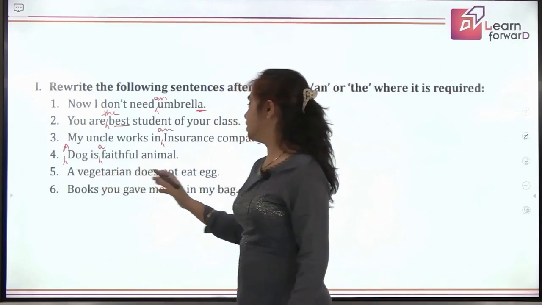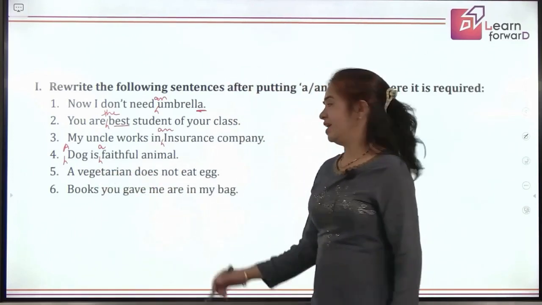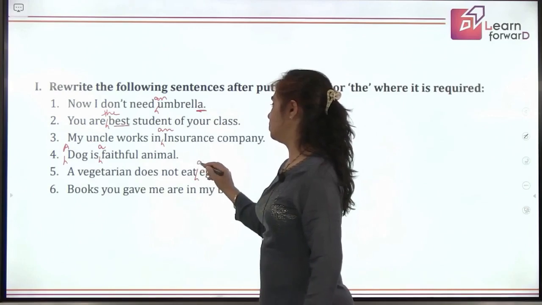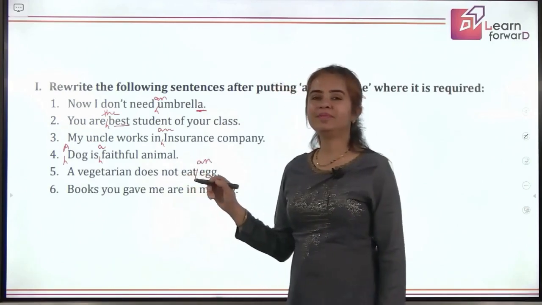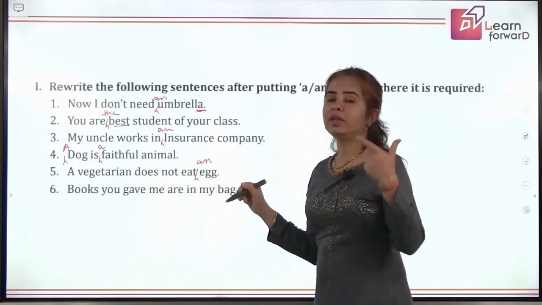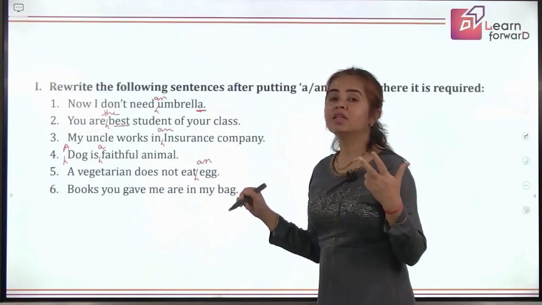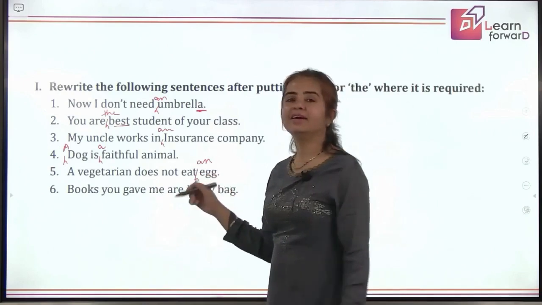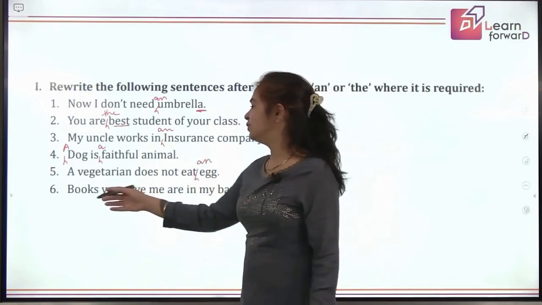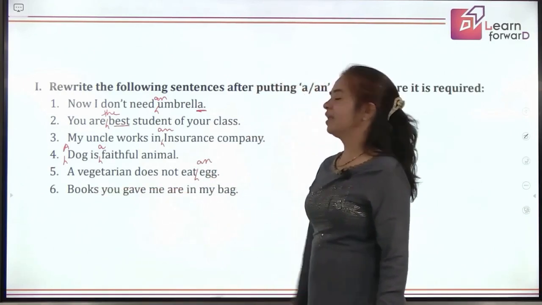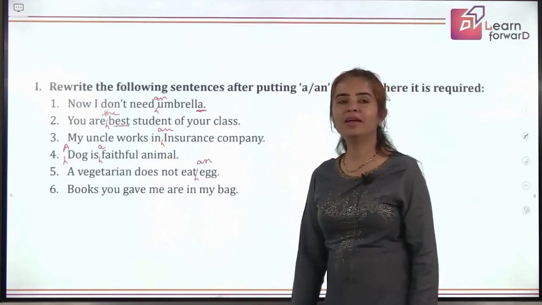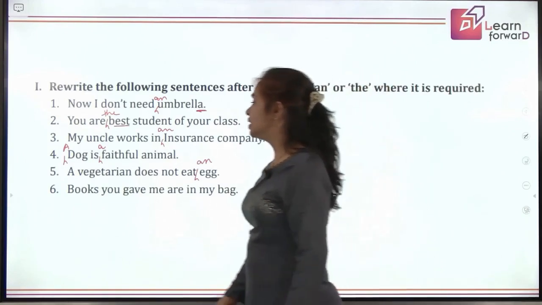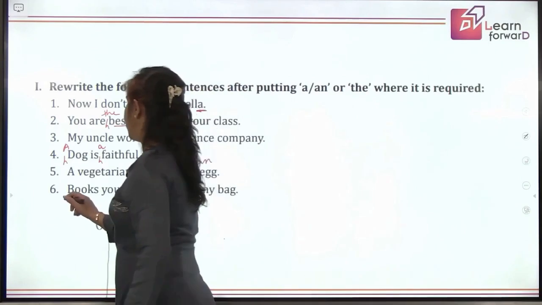Next, a vegetarian does not eat egg. Yes, good, an egg. Can you tell the rule here? This is singular countable noun starting with a vowel sound. So, reasons for me to use an here. Simple. Okay, let's do. Books you gave me are in my bag. What will come here? Yes, the books. Now, can you reason out why the will come here?